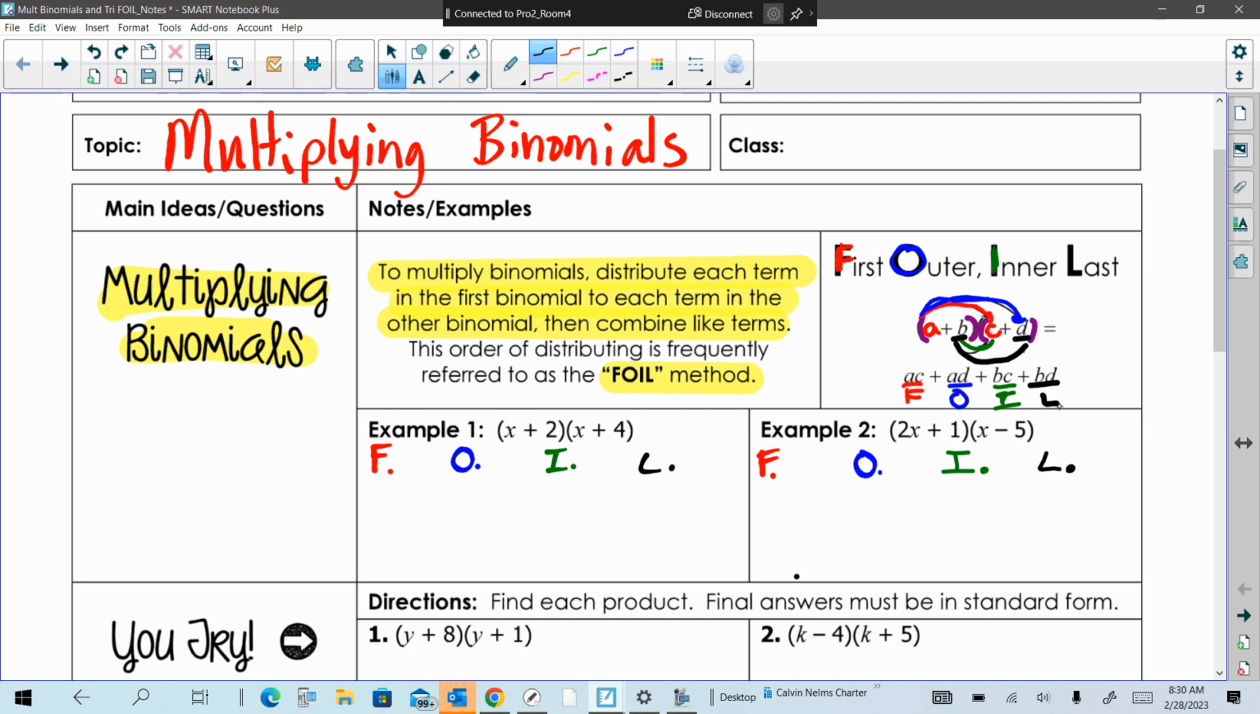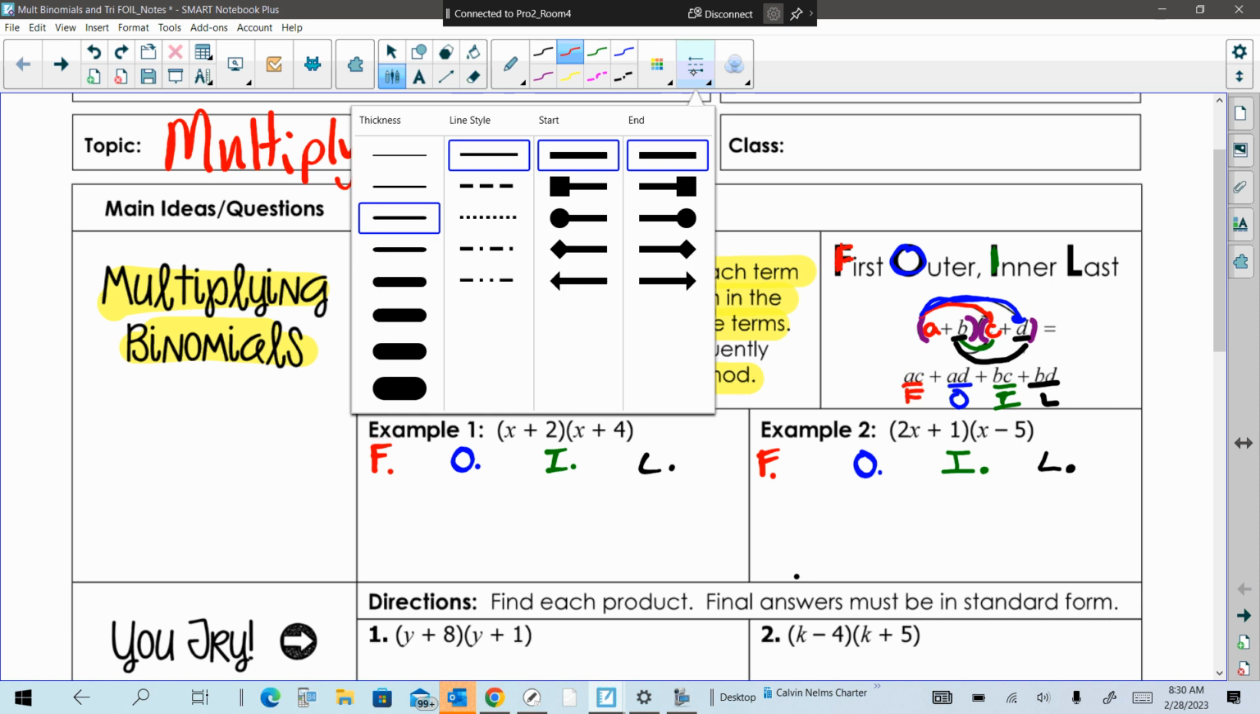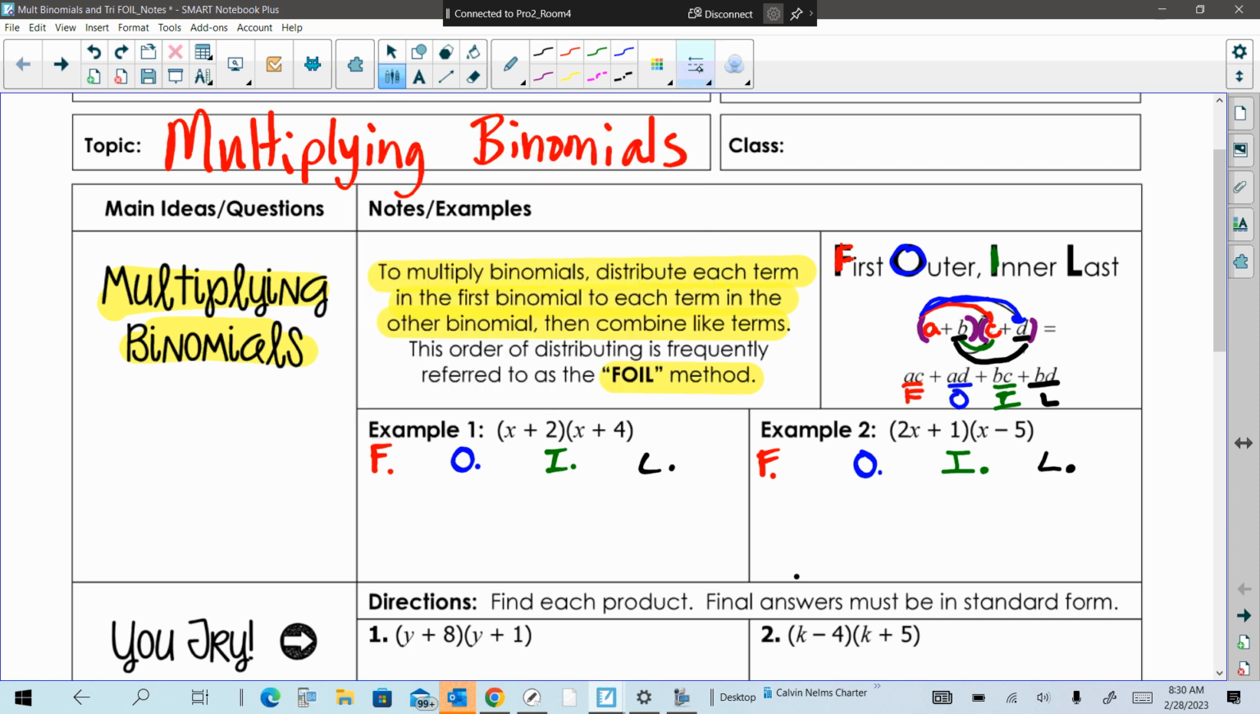And then at the end we just combine like terms. Okay, so you can write out your FOIL to model the setup. But basically we're just going to do distributing. First term would be x, first term would be x. So x times x would give you what? So under here I'm going to put x squared for my first term. Then we're going to the outer terms. That would be x all the way out to the very end to 4. So that's going to give me 4x.